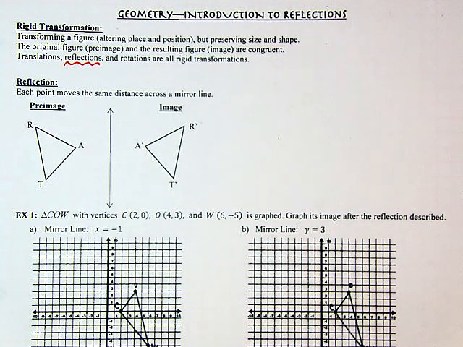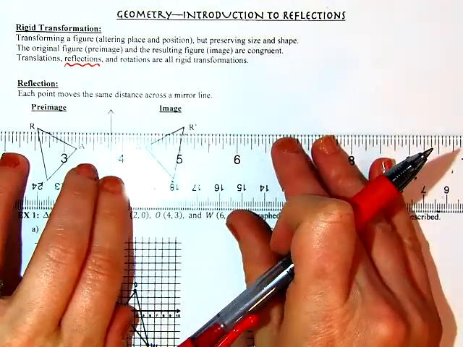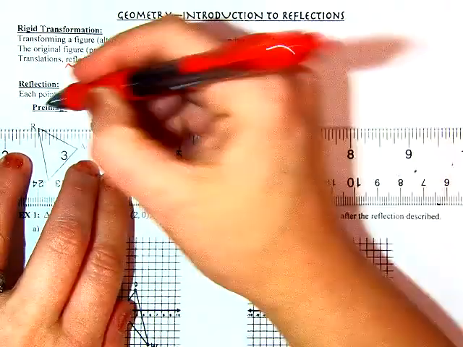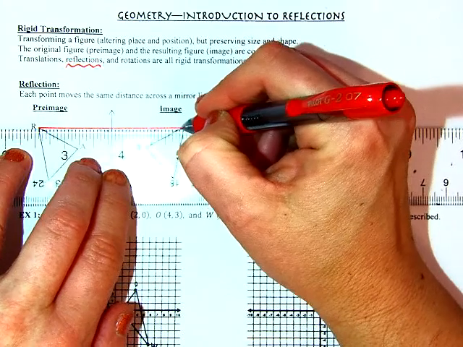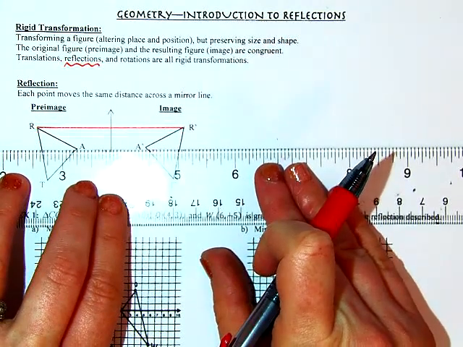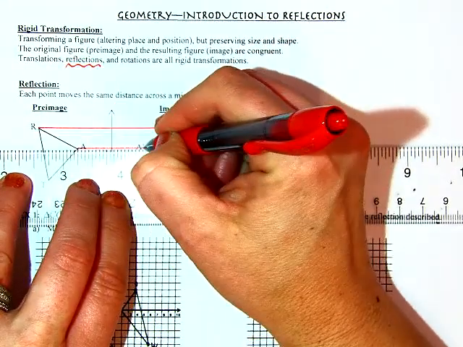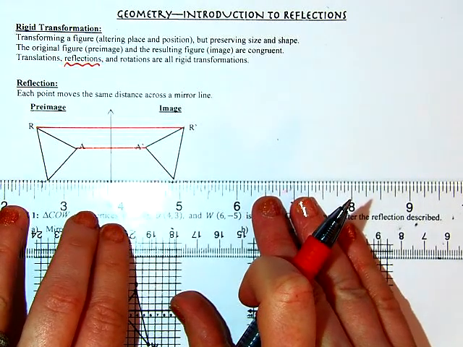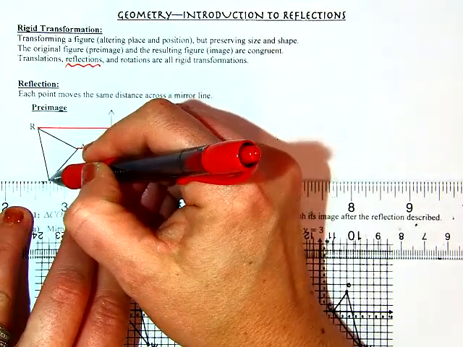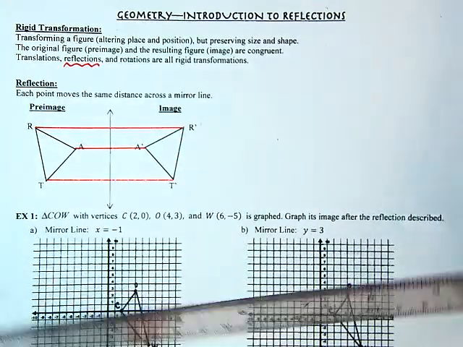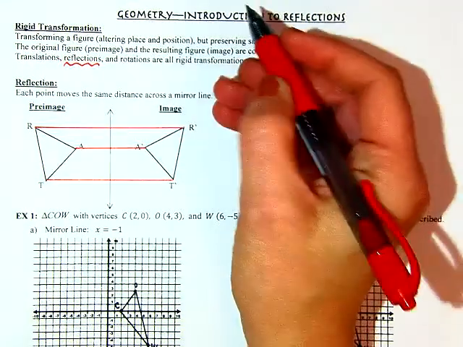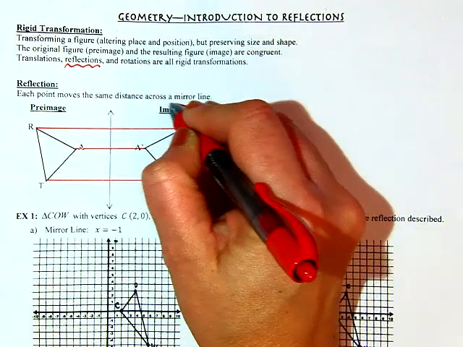So the reflection is a type of rigid transformation where each point moves the same distance across a mirror line. So if I take my ruler, my straight edge, and if I connect the R's, for example, connect the A's, for example, and the T's, for example, we should be able to see that right here is our mirror line. Let me just draw an arrow to it.